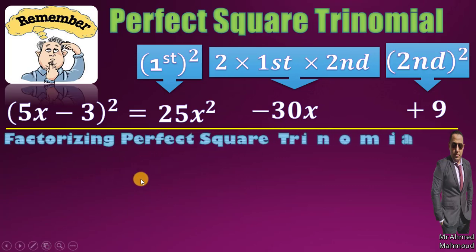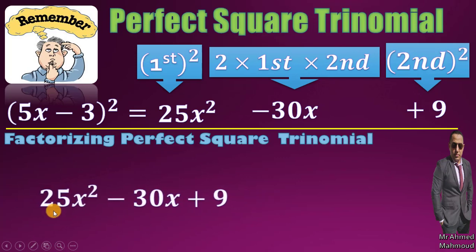For example, if I have 25x to the power of 2 minus 30x plus 9, this one is a trinomial. Now I need to know, is this trinomial a perfect square, or is it just a trinomial like any trinomial? To know whether this one is a perfect square or not, I have 3 conditions. The first condition, by looking at the first term, it must be a square.